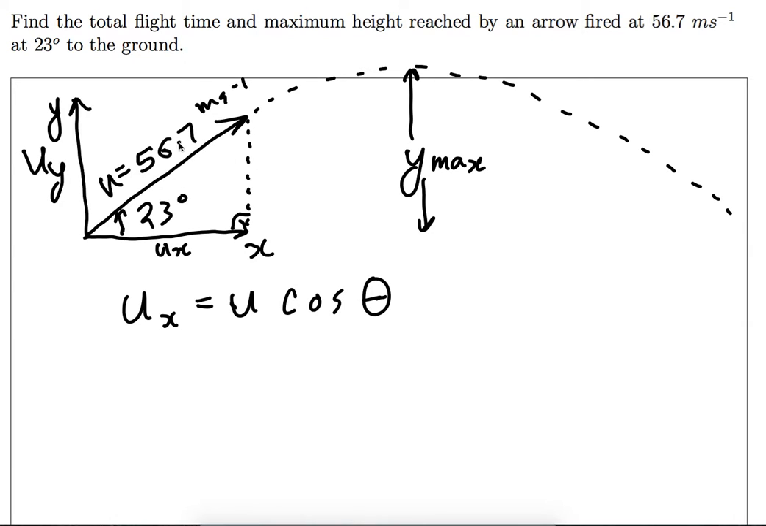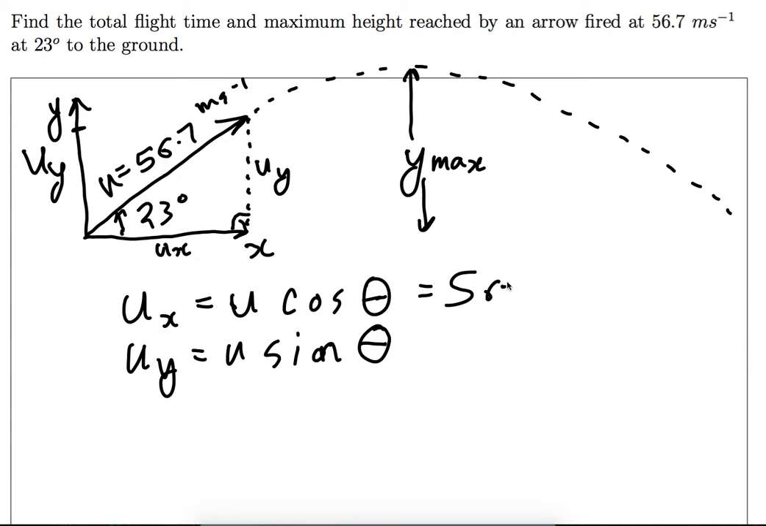And uy is going to be that, which is the same height as that. So this is uy here, and that's the opposite angle to the hypotenuse, which is sine. So let's just do those in parallel. So uy equals u sine theta. Sorry, the app is trying to help me a little bit. ux equals 56.7 cos 23 equals 52.2 meters per second.